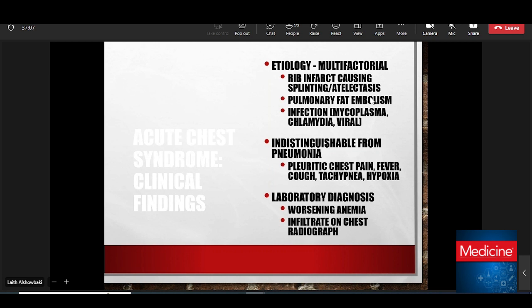So how do we know that we're likely dealing with an acute chest syndrome? Because of a worsening anemia that indicates progressively worsening hemolysis. You can see bilateral infiltrates on the chest X-ray. Most pneumonias present with localized consolidation on the X-ray.